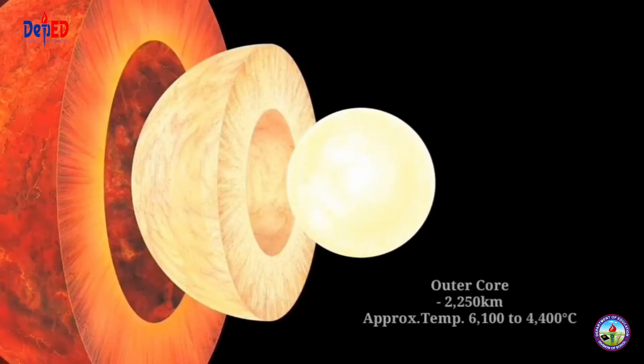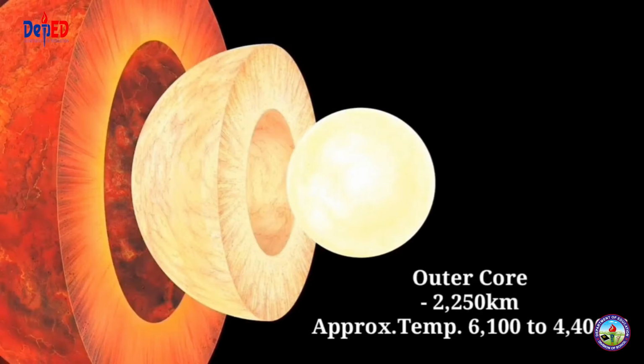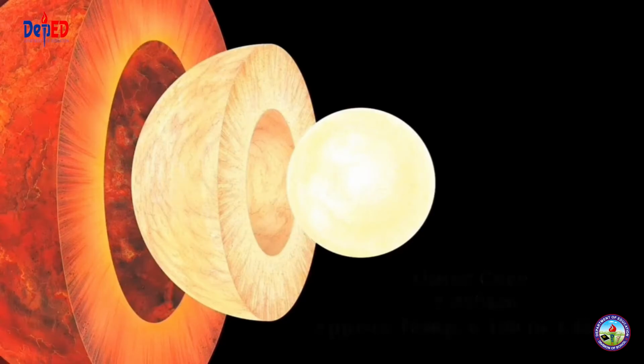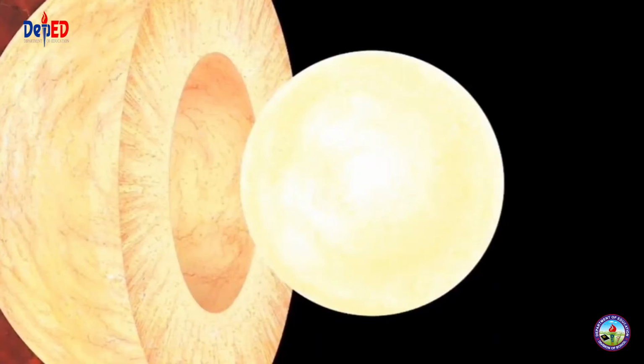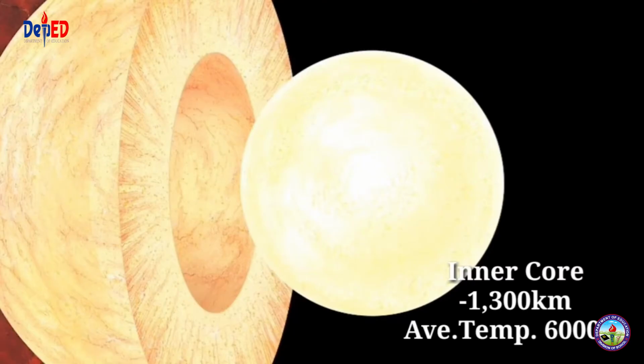Now below the mantle is the outer core, with an average of 2,250 kilometers thickness and an approximate temperature of 4,400 to 6,100 degrees Celsius. Since iron melts at 3,000 degrees Celsius and nickel at 2,900 degrees Celsius, the outer core is molten. The center of the Earth is the inner core, with a thickness of 1,300 kilometers and an average temperature of 6,000 degrees Celsius.